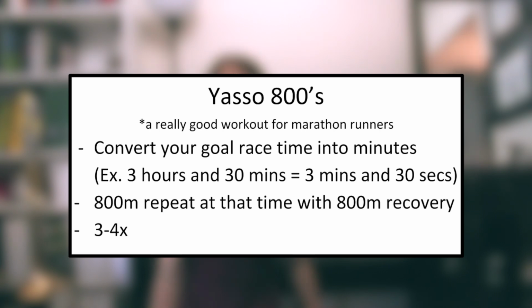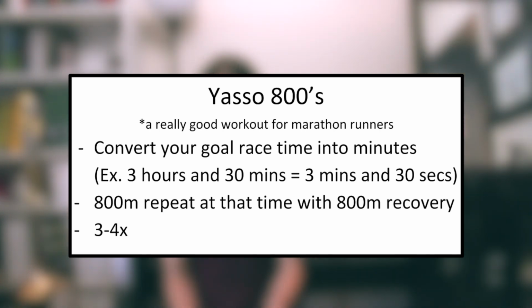For fun, I also wanted to include the Yasso 800s workout. This workout is especially good for marathon runners. To do this workout, you convert your goal race time into minutes. For example, 3 hours and 30 minutes turns into 3 minutes and 30 seconds. You want to hit each 800 meter repeat at the same time and do an 800 meter recovery. You can choose how many repetitions of 800s you want to do, but a good place to start is between 3 to 4 times.